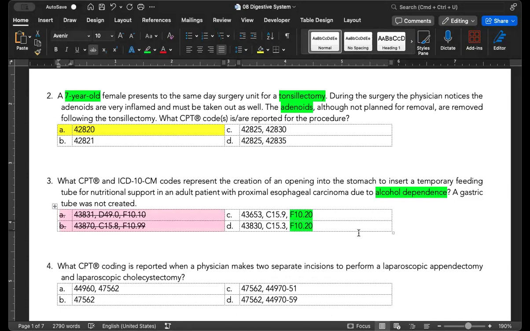Okay, where do you guys want to go now? The cancer. Okay, so you want to go to the diagnosis code, the C15.9 or the C15.3? Yes. Okay. So let's flip to those. Okay, so what do you guys think? C15.9. Okay, I was gonna say C15.3.